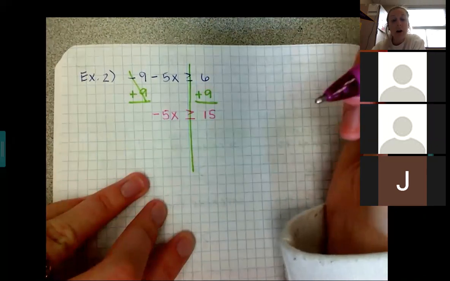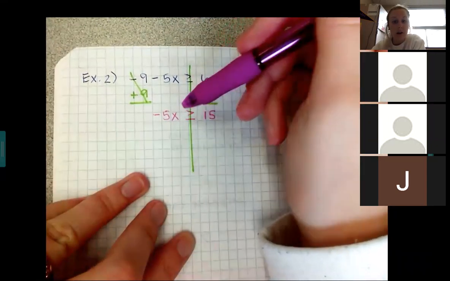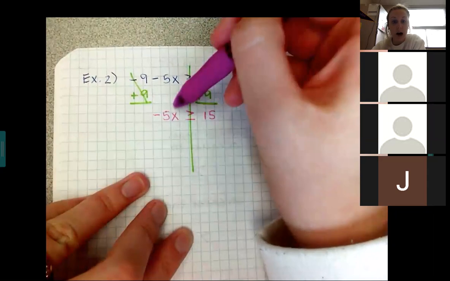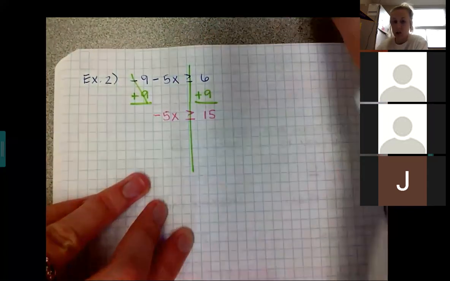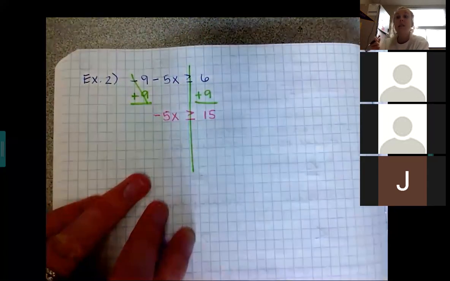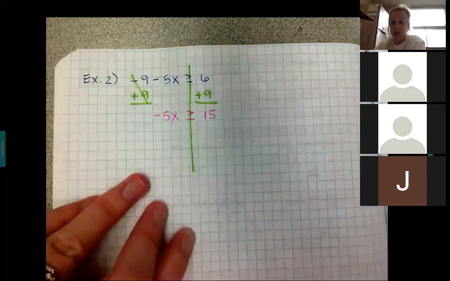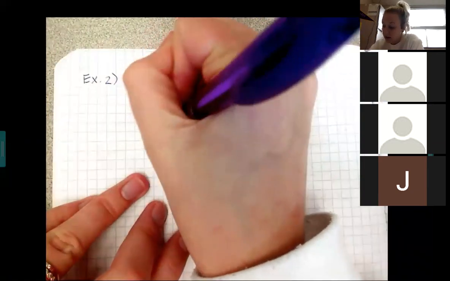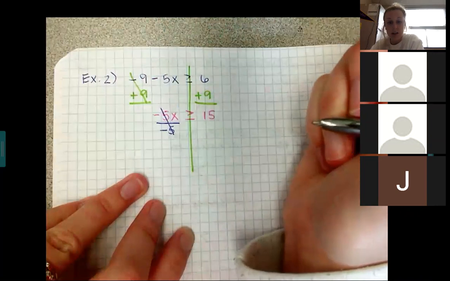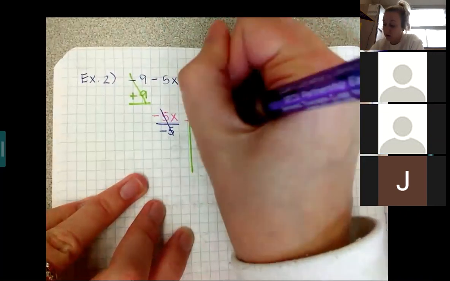Yes. All right, so now how do we get our x by itself? How do we isolate that x? We got to do the opposite with this -5. So what are we going to do? Divide. Divide it because they're touching. Good, Gwyneth. So we're going to divide it. Divide by -5. What you do to one side, you got to do to the other.